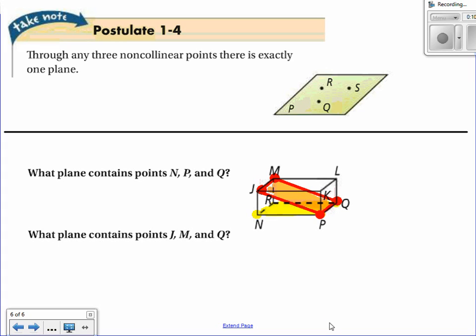Well, there you have it. That's the rules and postulates that we're going to be dealing with in this unit. See you in class.